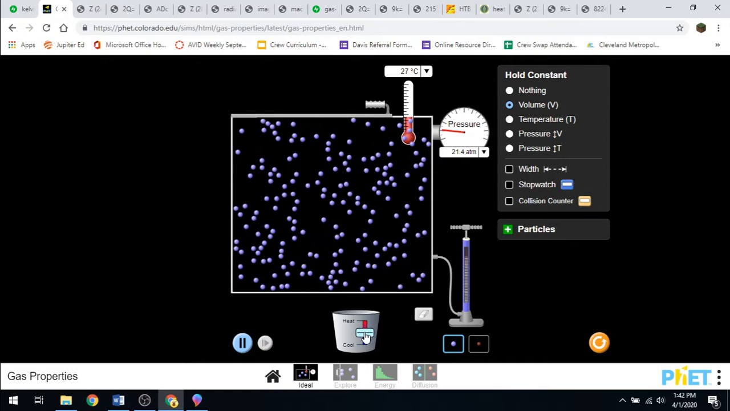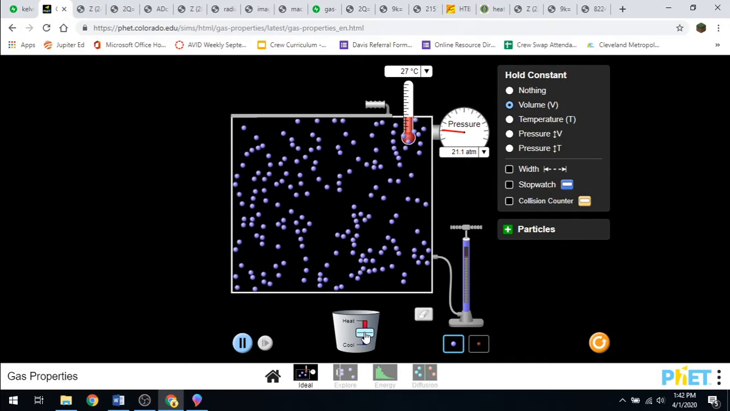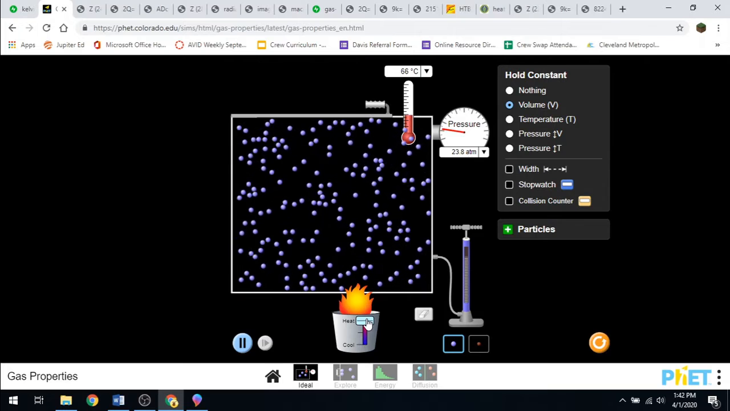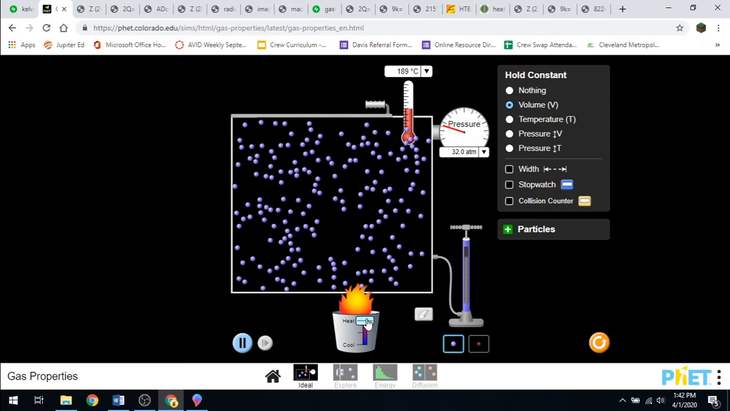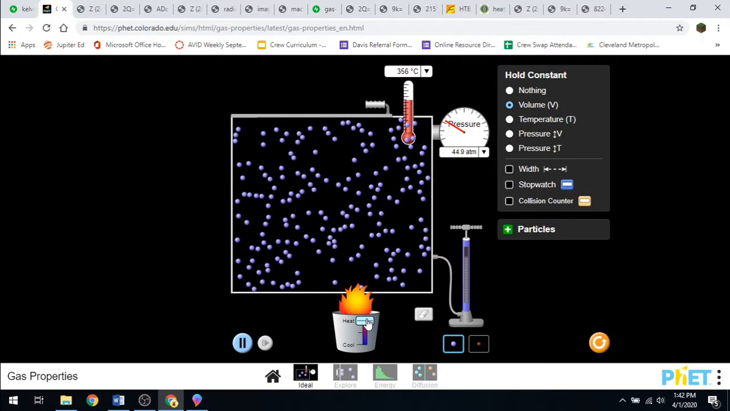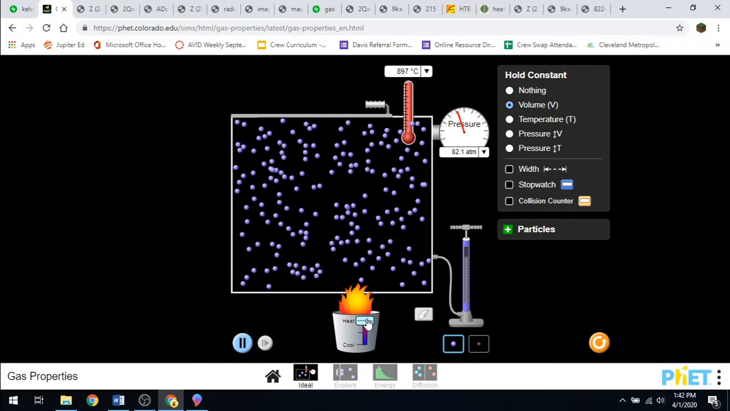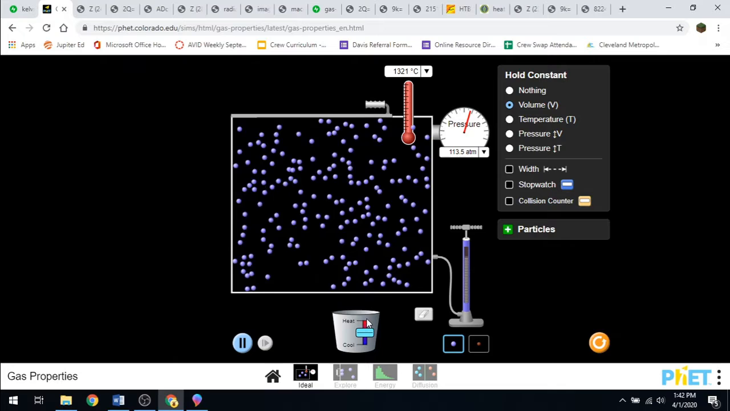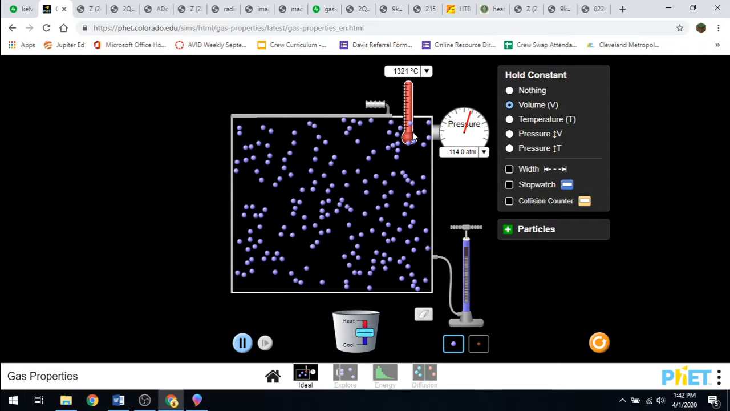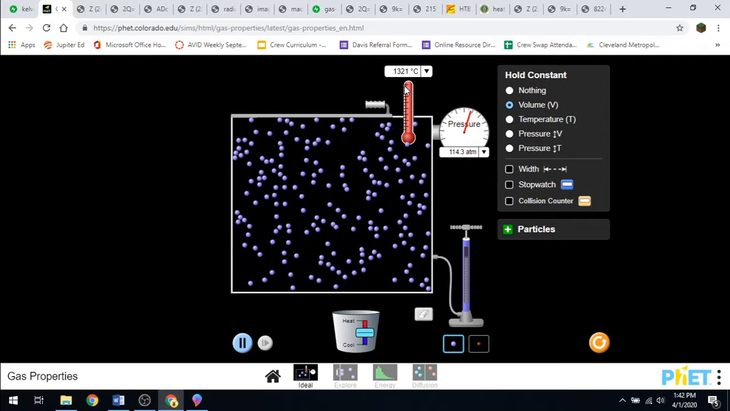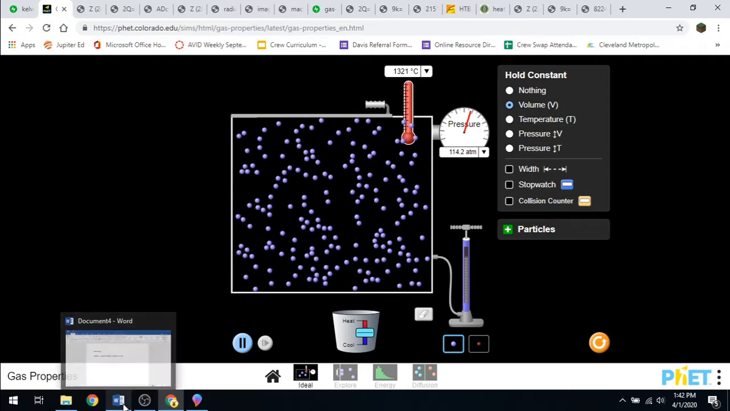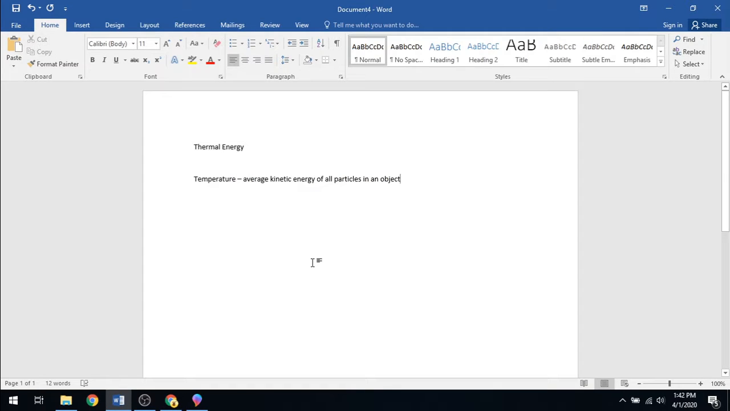Down here I can change how much heat or cool. So let's go ahead and heat up the particles. As the heat is there, you'll notice that the particles are bouncing around a lot faster, and also the temperature went up. So as the kinetic energy increases, the temperature increases. Let's include that.